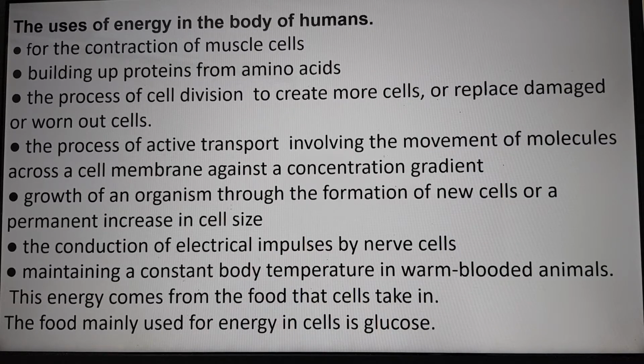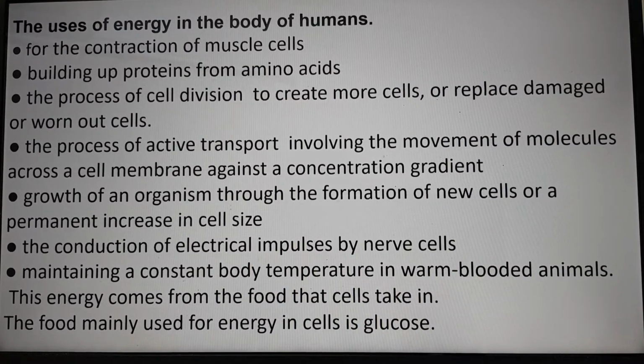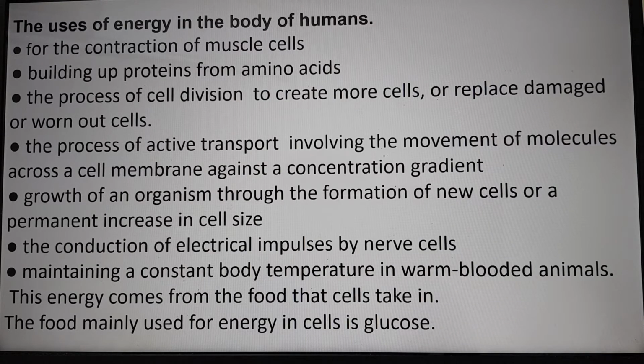For the process of active transport, involving the movement of molecules across a cell membrane against a concentration gradient, we need energy. And for the growth of an organism, for the conduction of electrical impulses, and for maintaining a constant body temperature, we need energy. This energy comes from the food that cells take in. The food mainly used for energy in cells is glucose. The process by which energy is produced from food is called respiration.